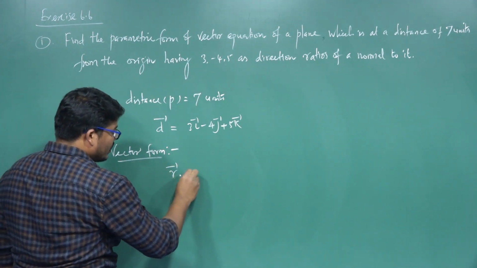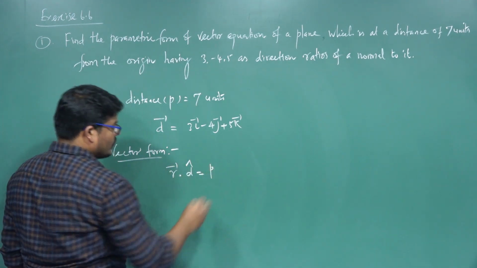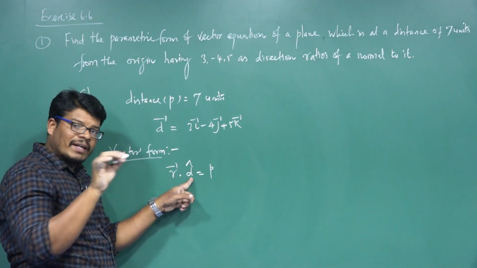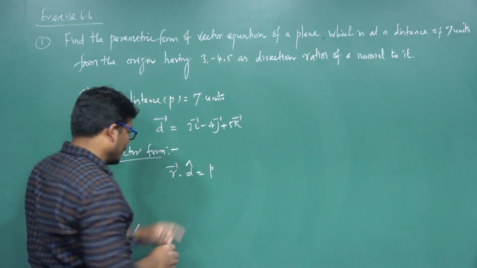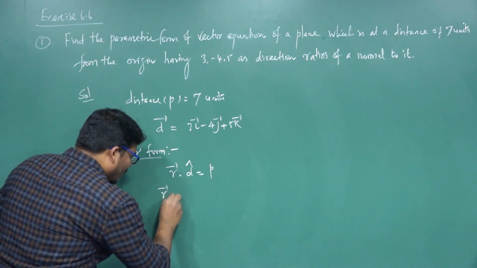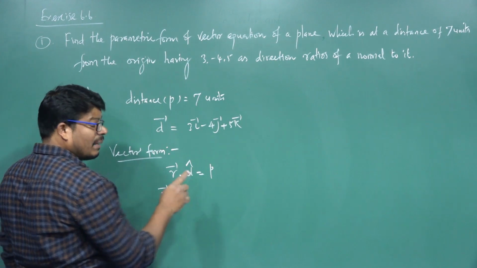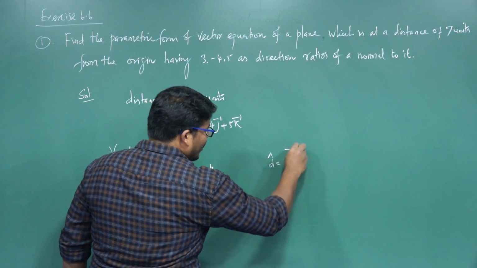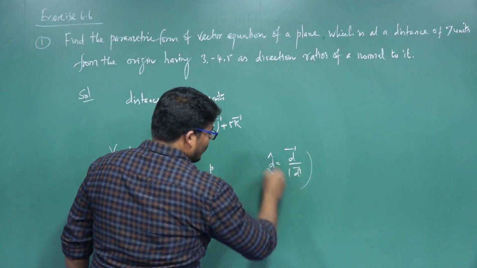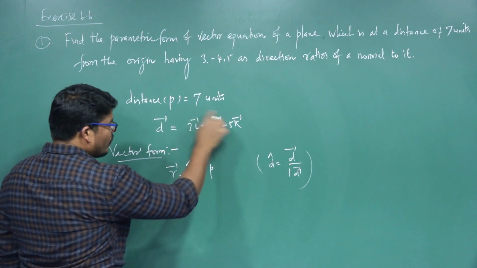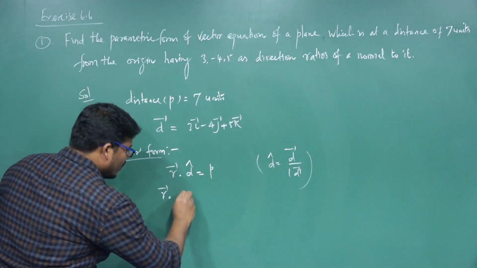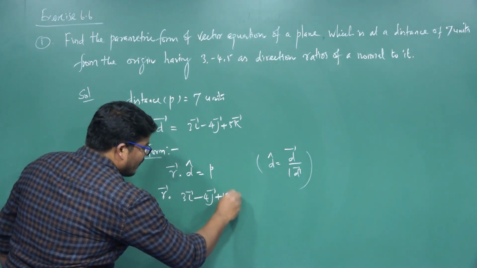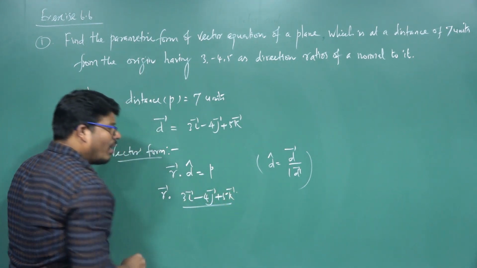Now write the parametric form of the vector equation, the vector form: r vector dot d cap equal to p. Already you know d cap is d vector by modulus of d vector, that is a unit normal vector. So d cap equals d vector by modulus of d vector, which is 3i vector minus 4j vector plus 5k vector divided by modulus of d vector.